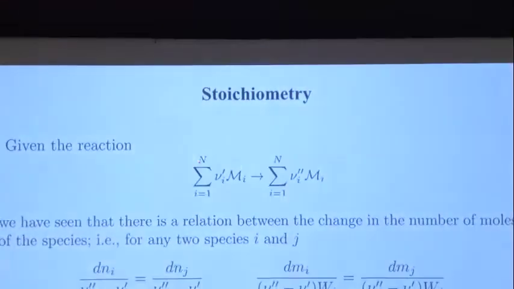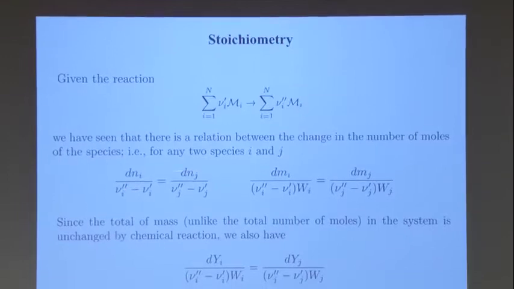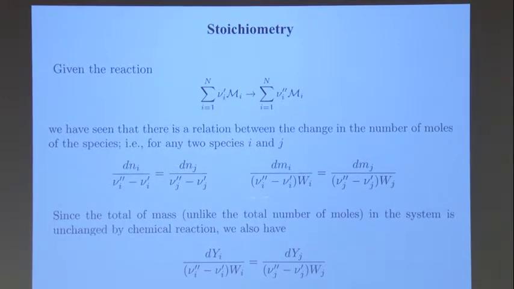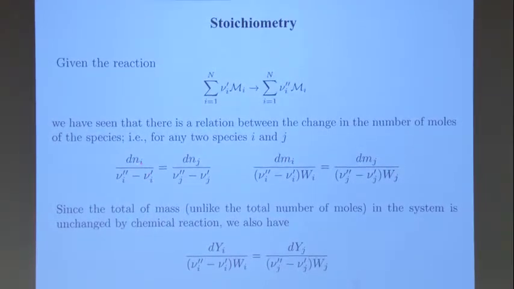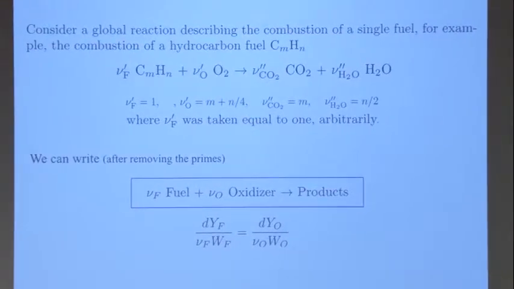I just want to make a few additional comments about stoichiometry. We started with a general reaction of this form, and we said that there is a relation between the change in number of moles of any two species i and j, which is as written in this expression. We can also write that in terms of mass, instead of moles, by replacing n_i with m_i divided by the molecular weight. So we can also write that in terms of mass fraction, and this is the relation between any two species i and j. I will use that soon in a more particular system that I will be focusing on.